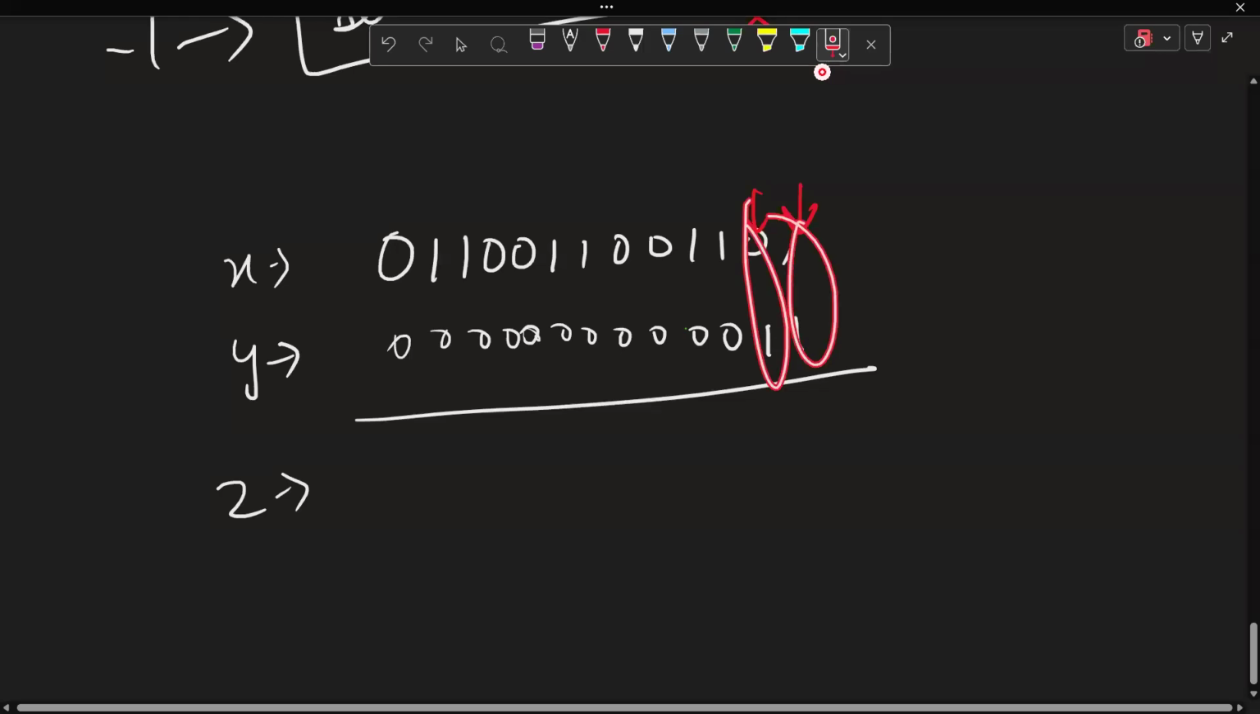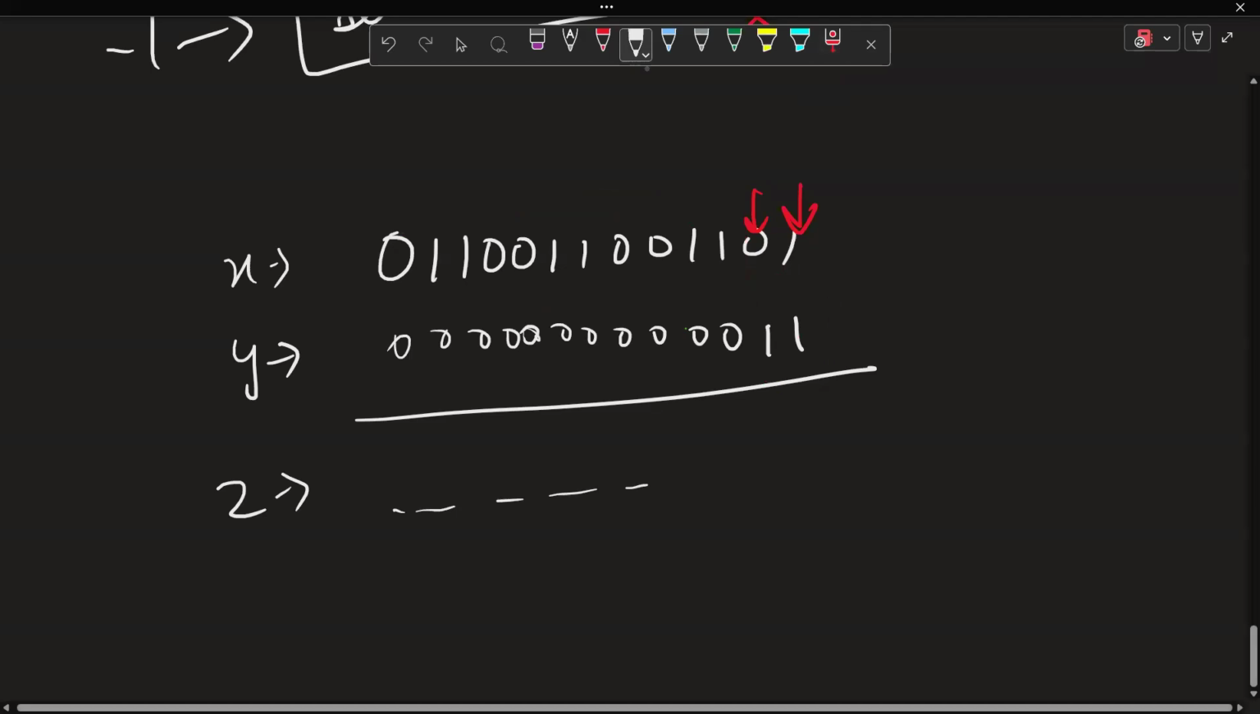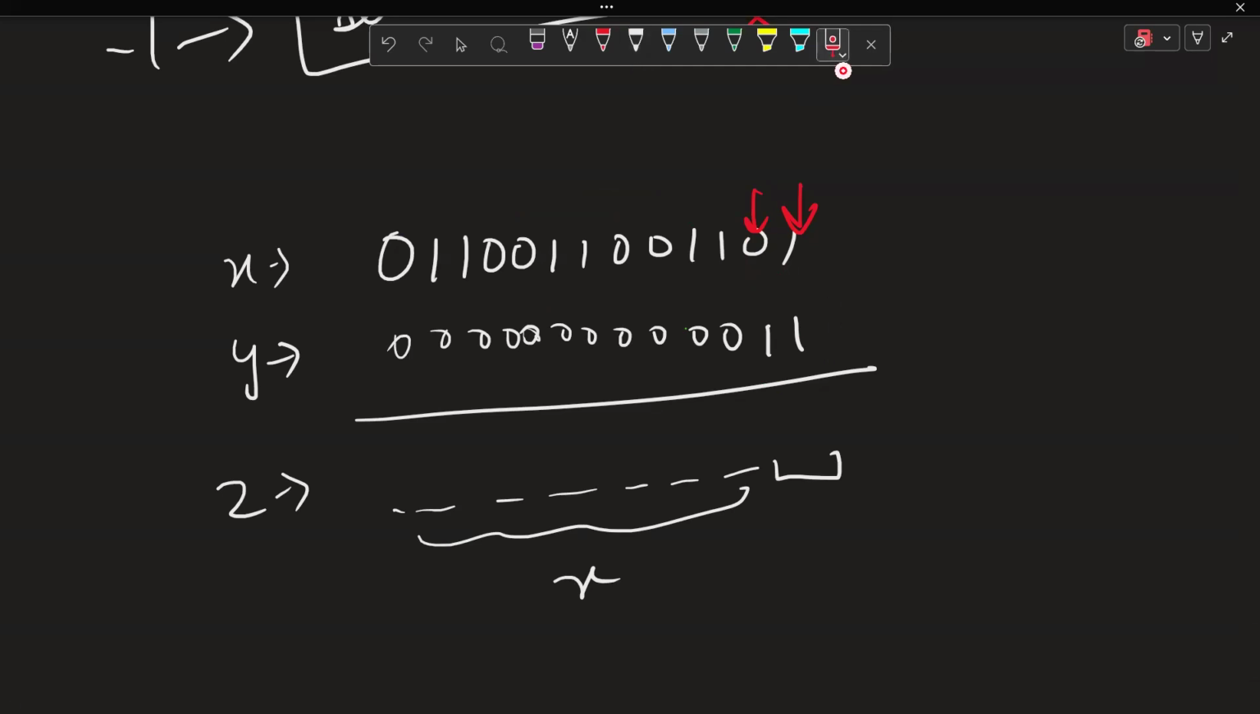Apart from these two positions, all the rest of the positions would be the same as x. Okay, so these positions would be the same as x. And for these two positions, where x has a 1, I would get a 0, and where x has a 0, I would get a 1. Okay, so what condition did you need to satisfy?